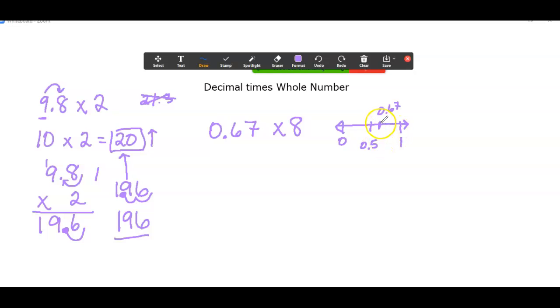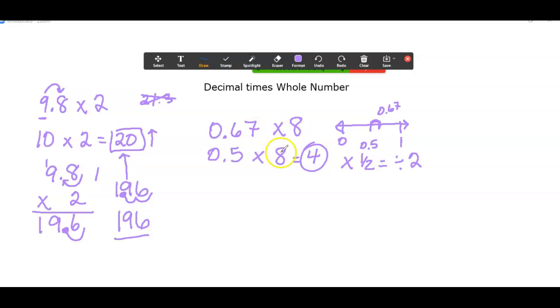So 67 hundredths is really close to 5/10, to a half. So I'm going to call this 5/10. I was using compatible numbers, okay? And then remember, if I'm multiplying by a half, multiplying by half is the same thing as dividing by 2. So what is half of 8? Well, that would be 4. So my estimate is 4.